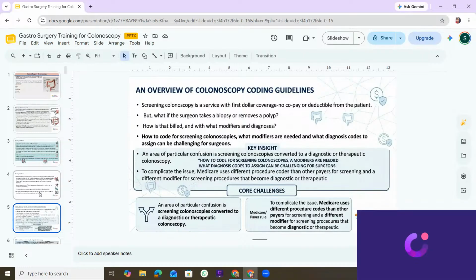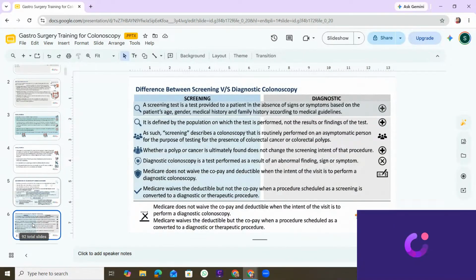An area of particular confusion is screening colonoscopy converted to diagnostic or therapeutic colonoscopy. It is complicated, as Medicare uses different procedure codes than other payers, and for screening there is a different modifier for a screening procedure that becomes diagnostic or therapeutic. We'll discuss all these scenarios in our upcoming slides, so you'll understand. The next question is the difference between a screening versus diagnostic colonoscopy. So what is the difference between screening and diagnostic?